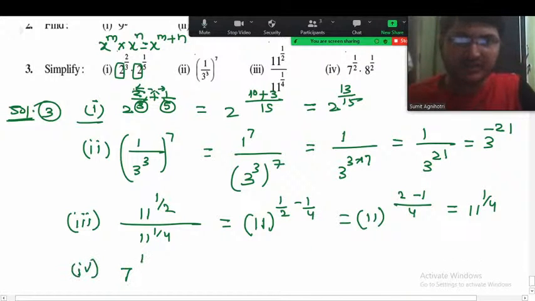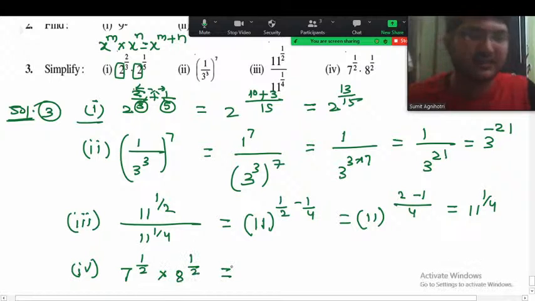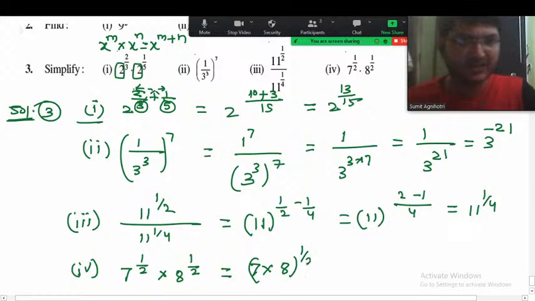The fourth one, the last one, I want you to solve now. 7 raised to the power 1 over 2 and 8 raised to the power 1 over 2. Since the bases are different, we need to just multiply them and keep the power the same. Now we got 56 raised to the power 1 by 2.